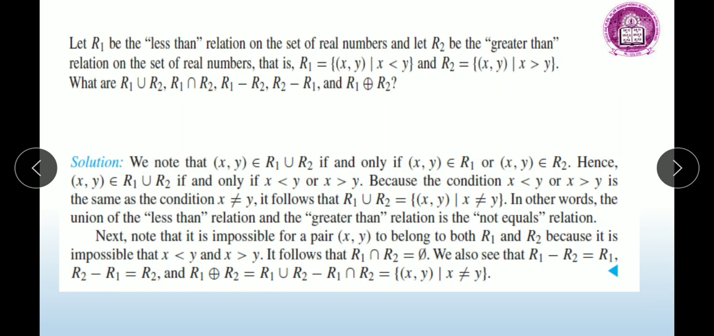Now note that R1 minus R2, that is, you remove the elements of R2 from R1. R1 and R2 are not at all related, right? One is the less than relation, the other one is the greater than relation. So R1 minus R2 is R1. You cannot remove any element from R1 by means of R2. Similarly, R2 minus R1 is R2. And what is R1 direct sum R2? This is R1 union R2 minus R1 intersection R2. And you know R1 intersection R2 is the empty set. So R1 direct sum R2 is R1 union R2.